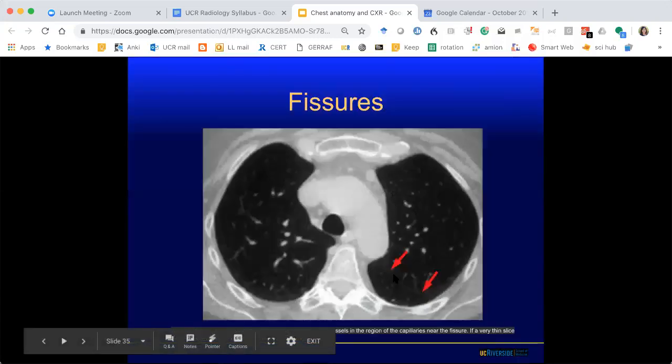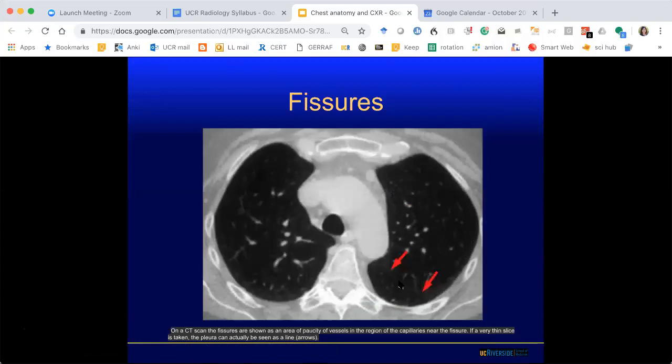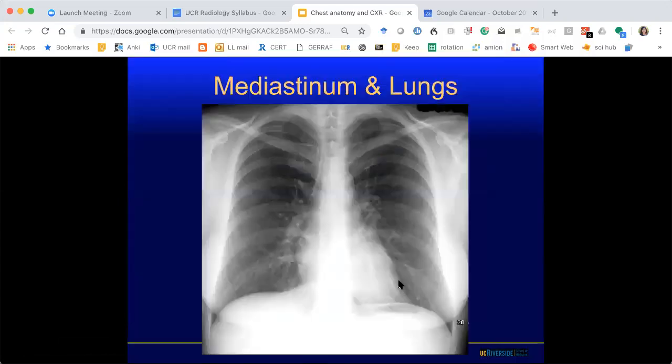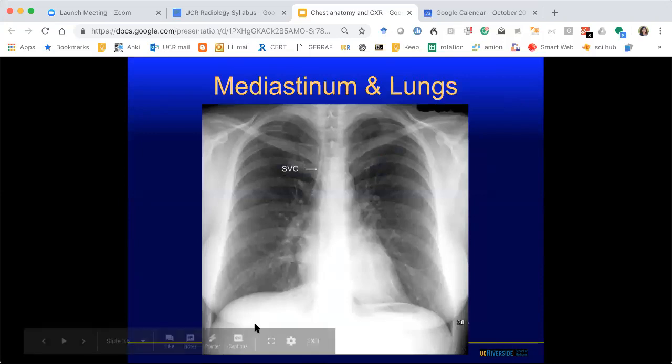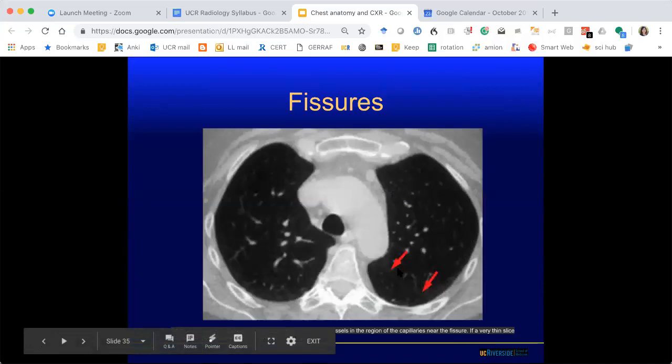Typically the fissure is a very thin outline, but it can become more pronounced in the setting of a pathologic process. Mediastinum and lungs. Okay, so here's the SVC. What is this structure here? Was that the minor fissure on the past slide? This is the left side. So what fissure is on the left side?